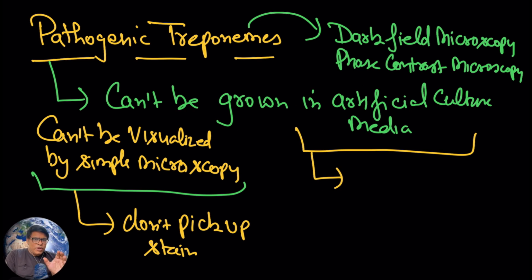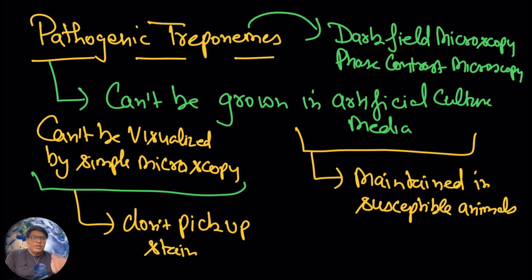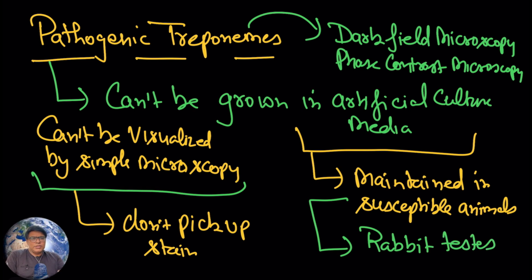Another important point here, I have told you we can't grow this bacteria in artificial culture media. So scientists who generally work on these bacteria, they maintain these bacteria in susceptible animals. So generally they maintain this bacteria in rabbit testes. Okay, so hopefully all the points are clear to you. Now let us move further.